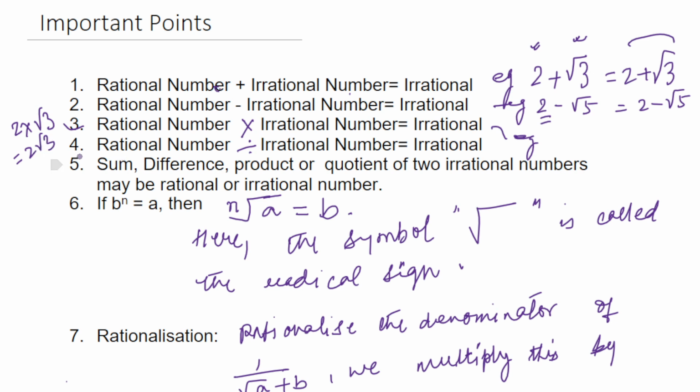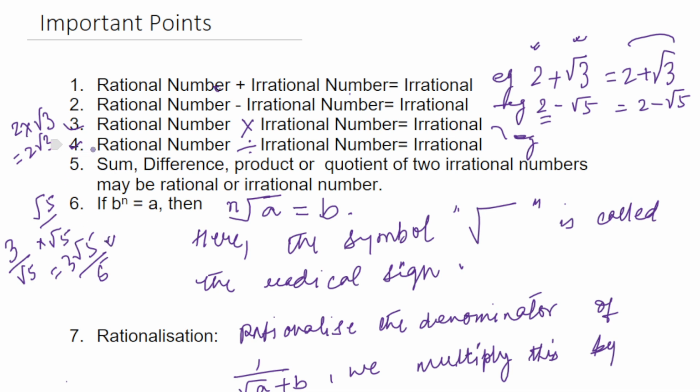Similarly, concept number 4: if I divide a rational number by an irrational number, I'll get an irrational number. Example 4: 3 is my rational number. If I divide by an irrational number, I'll get an irrational number. This can be done like this, and I'll show you this also in this exercise: multiply by root 5 in numerator and denominator. 3 root 5 by root 5 into root 5 is 5. So I'm getting 3 by 5 root 5. This is my irrational number.